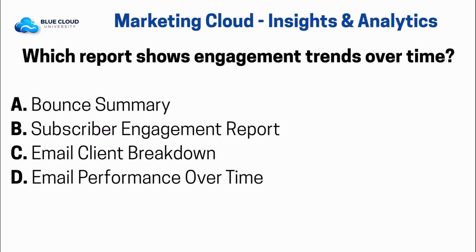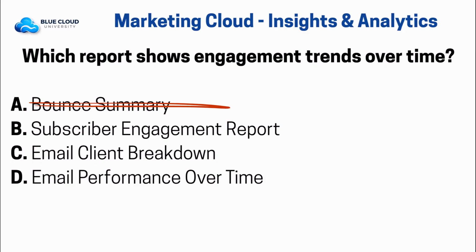The first answer says a bounce summary report shows us engagement trends over time. Now, a bounce summary is basically telling us what emails did not get delivered because an email address is incorrect or somebody's no longer there. So that's actually not going to show us engagement at all. Bouncing is bouncing. We don't actually get the message sent to them. So that's not a good answer for us.